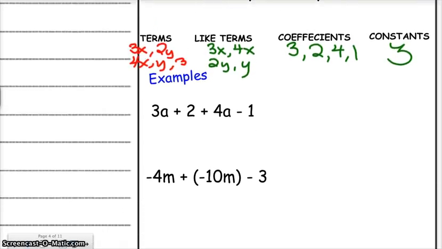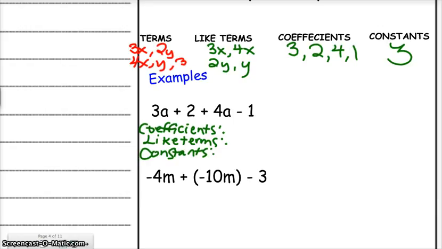So I'm just going to show you real quick an example of what your book describes. It says, name the coefficients, like terms, and constants. So I would make a chart like this: coefficients, like terms, and constants. And I would just label them the way I did in that previous example. So coefficients for this expression would be a 3 and a 4. 3 and 4 are sticking in front of a variable.